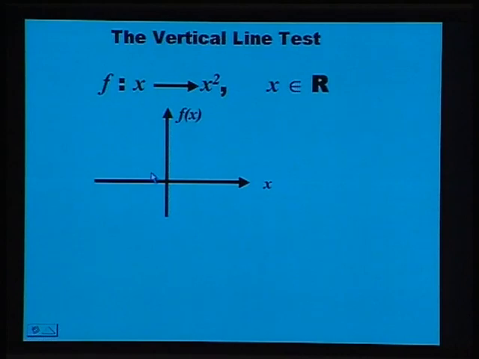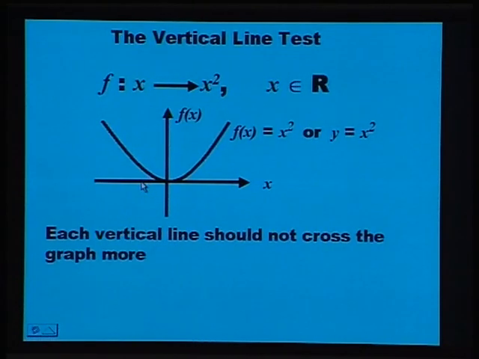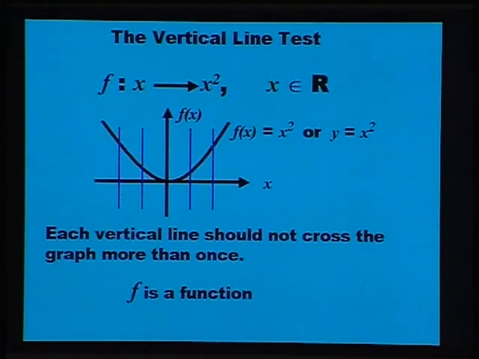So we draw the graph of f(x) equal to x squared or y equal to x squared. The vertical line test says that each vertical line should not cross the graph of the function more than once. So after drawing the graph, we'll draw vertical lines. We find that all the vertical lines cross the graph once only, which means that yes, f is a function.